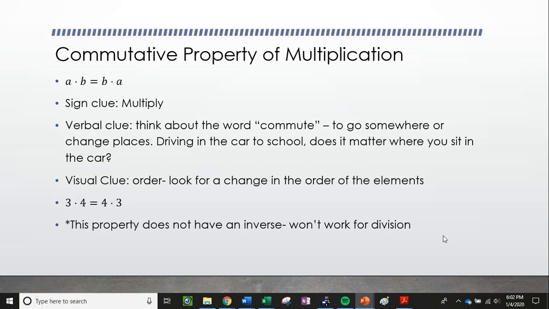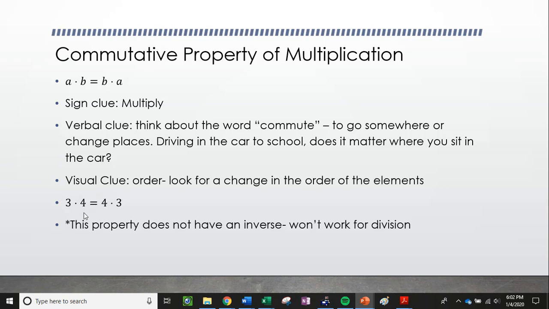Next is the commutative property of multiplication. Good news is, this is the exact same thing as the commutative property of addition, except we're talking about multiplication. So your sign clue here is to multiply. A times B equals B times A. Your verbal clue is the same. You're thinking about what it means to commute. You're going somewhere. You can change the order, but it's still going to equal the same thing.